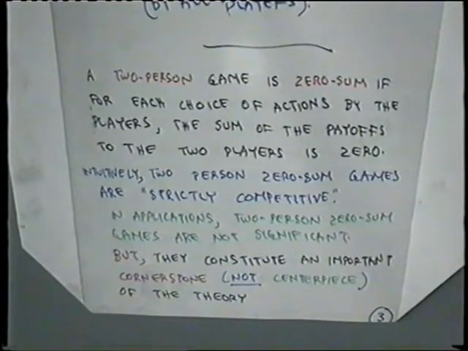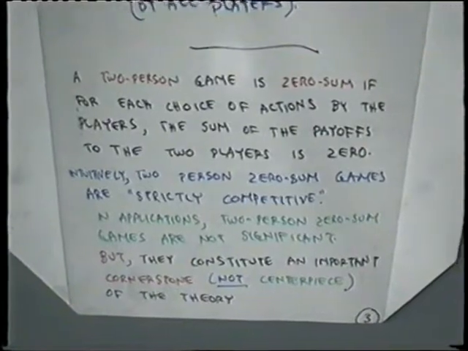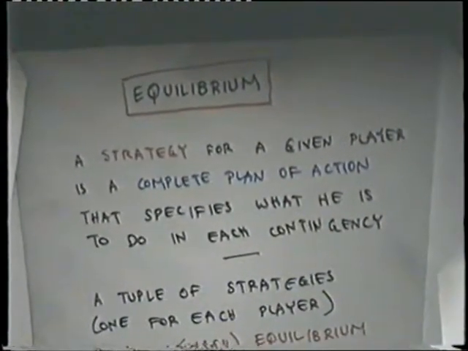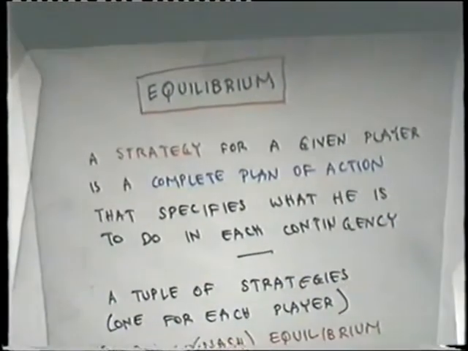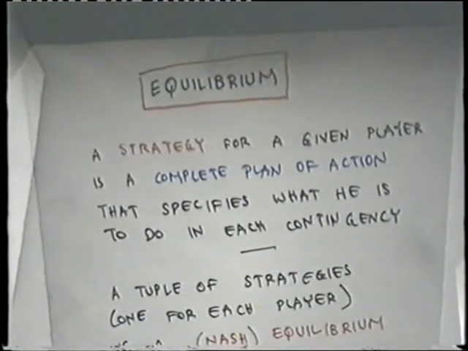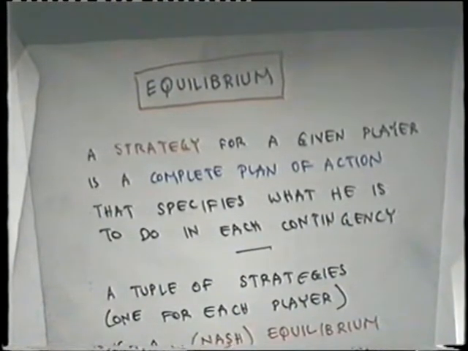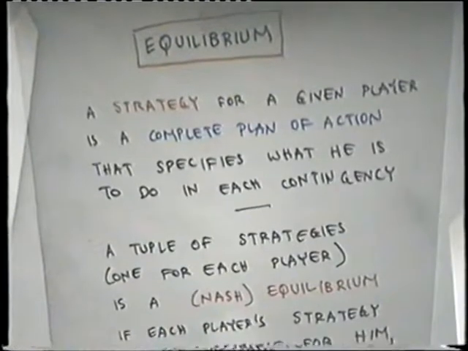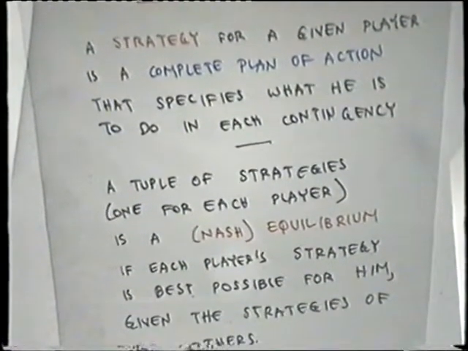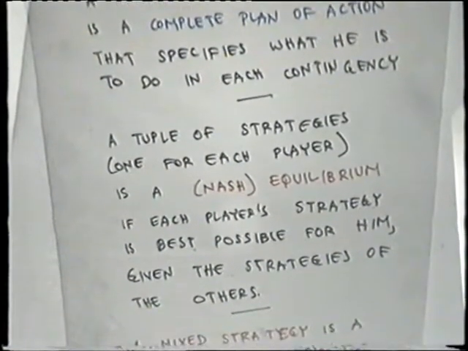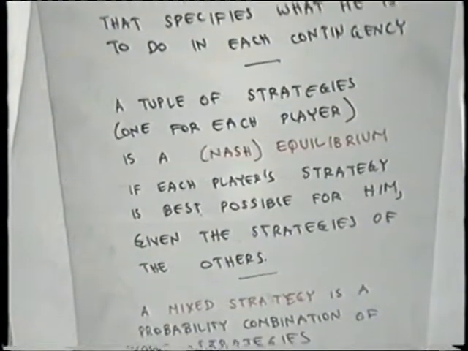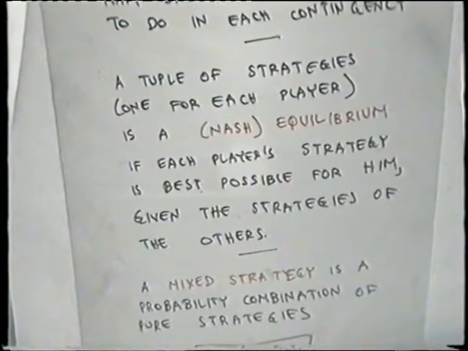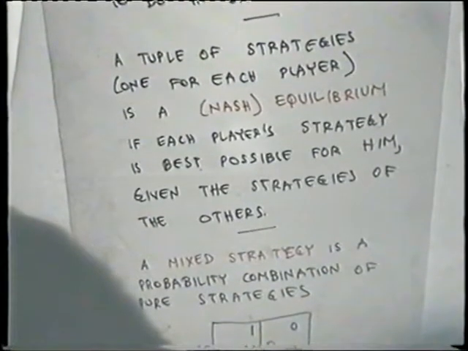Okay, now another very fundamental concept is the concept of equilibrium. So, first let me explain what a strategy is. A strategy for a given player is a complete plan of action for that game. Like in chess, a strategy for white would consist of pawn to king 4, and then if black does a pawn to king 4 also, then I'll go knight to queen bishop 3 or whatever. So it's a complete plan of action that specifies what that player is to do in each contingency. A tuple of strategies, I said I will avoid the use of symbols, so I'm not going to say an n-tuple, where n is the number of players. A tuple, one for each player, like an n-tuple, okay?